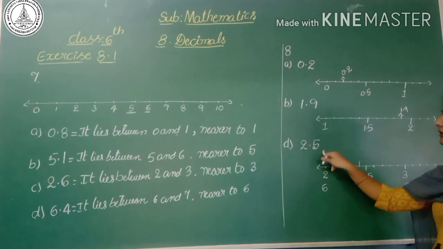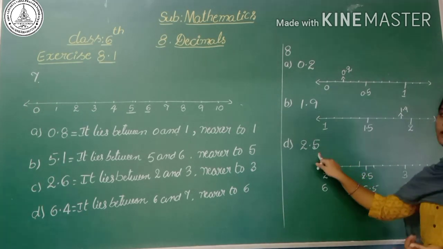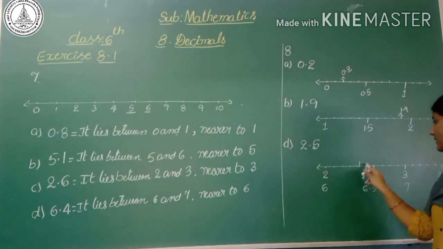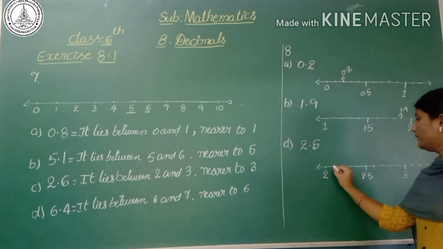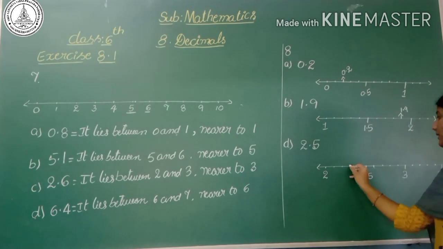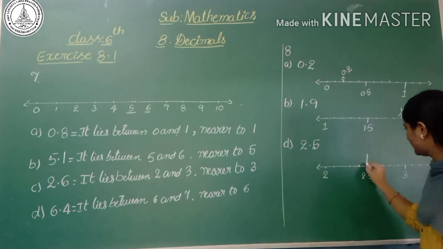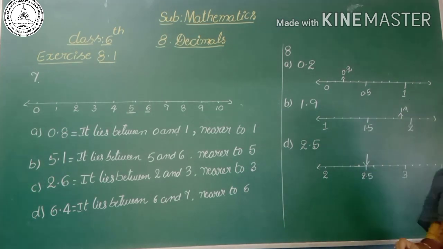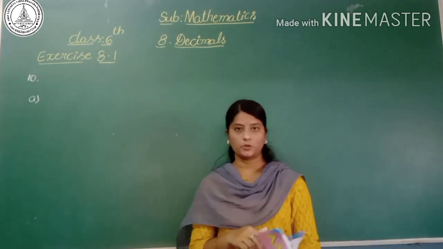2.5. So 2.5 lies between 2 and 3, right? It comes in the middle of the 2 and 3. 2.1, 2.2, 2.3, 2.4 and 2.5. Okay, so it is the 2.5 on a number line. Okay, is it clear? Then let's do the 10th question.